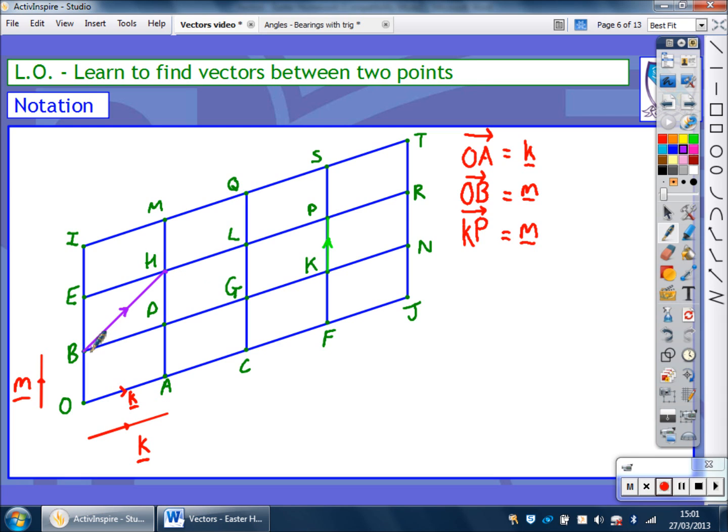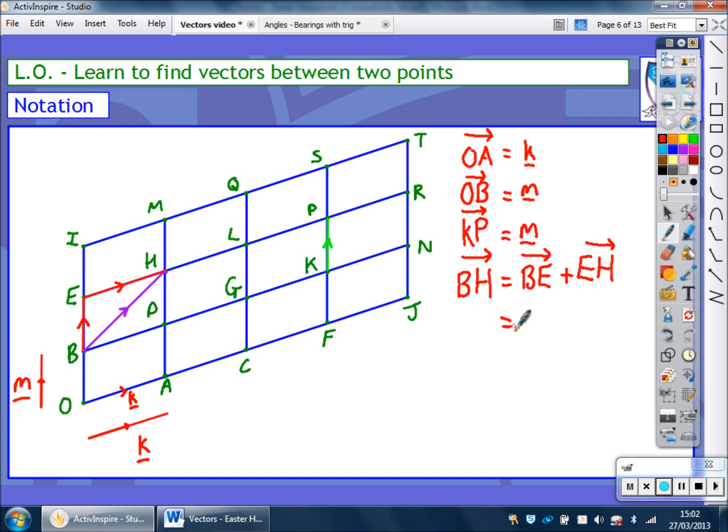So, to go from B to H, I could go from B to E, and then E to H. I've taken a different route, but I've still made the same journey. I've still reached the same destination. So, B to H is the same as going from B to E and then E to H.